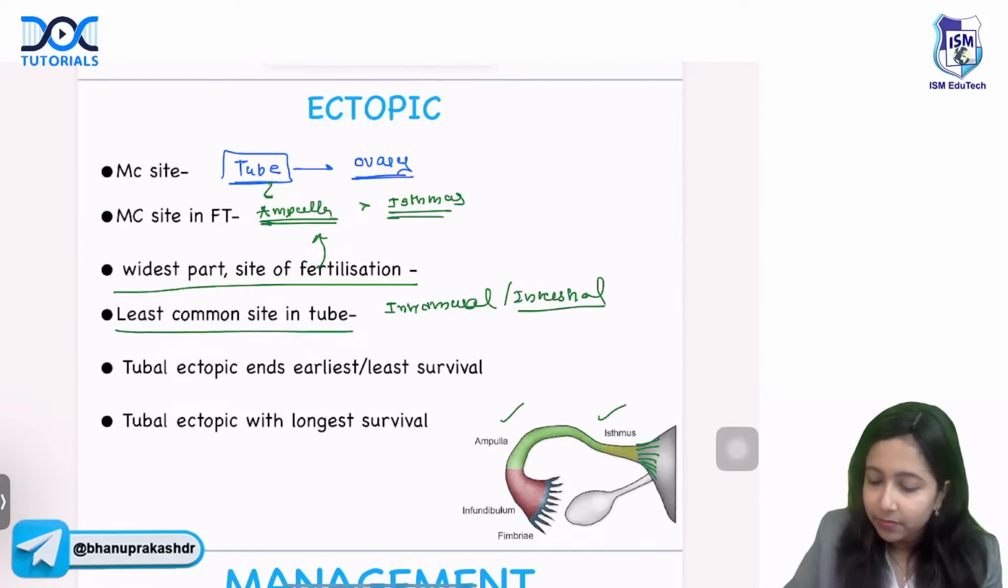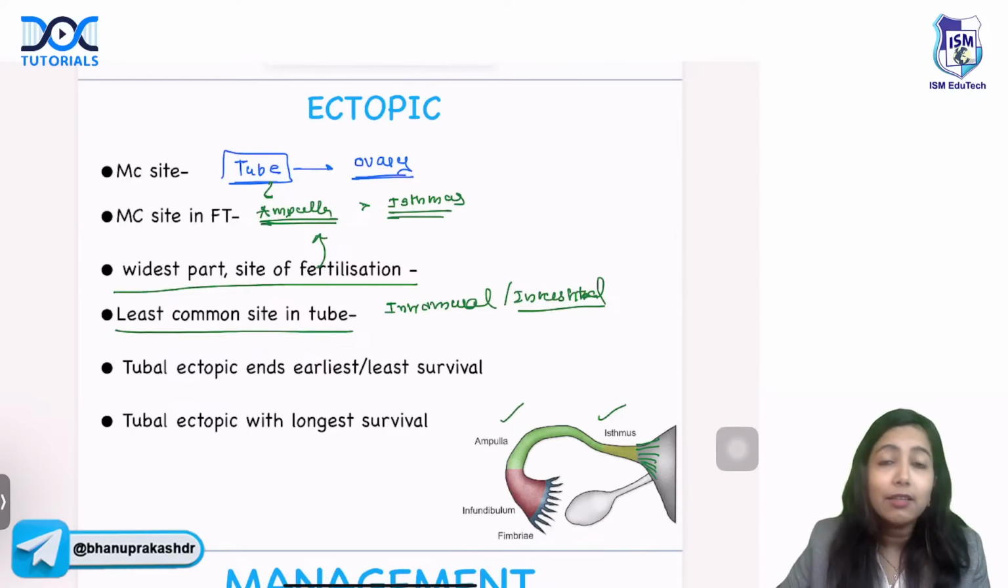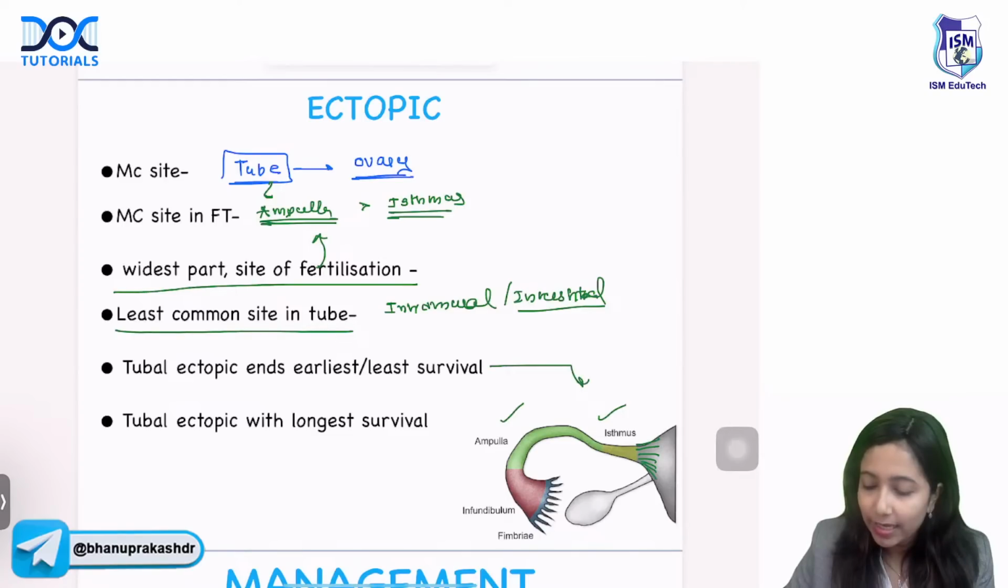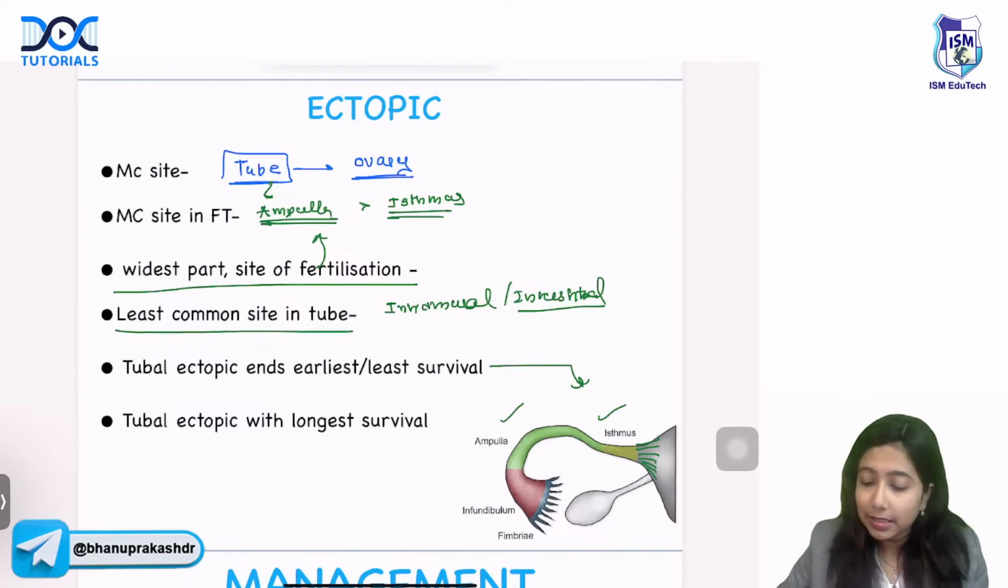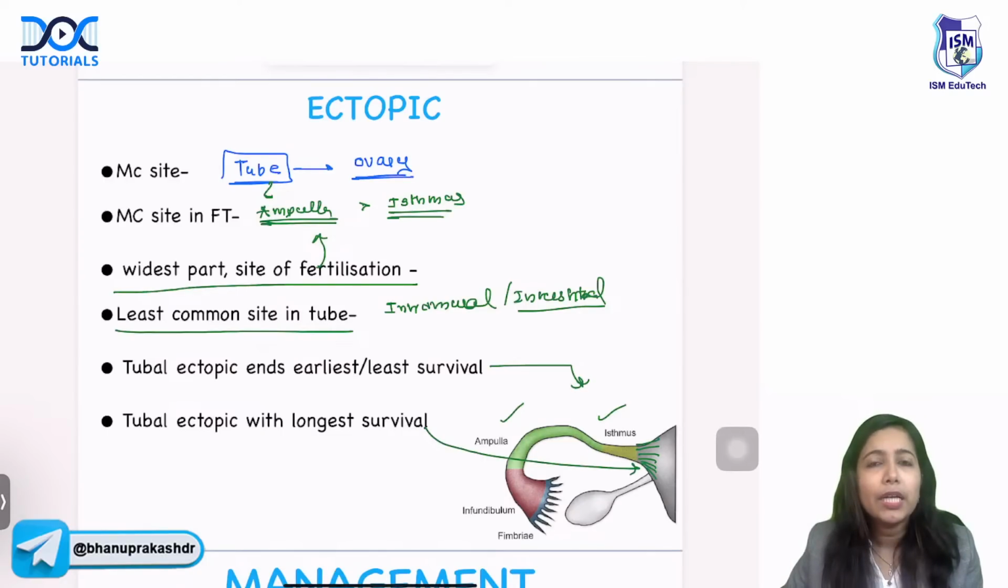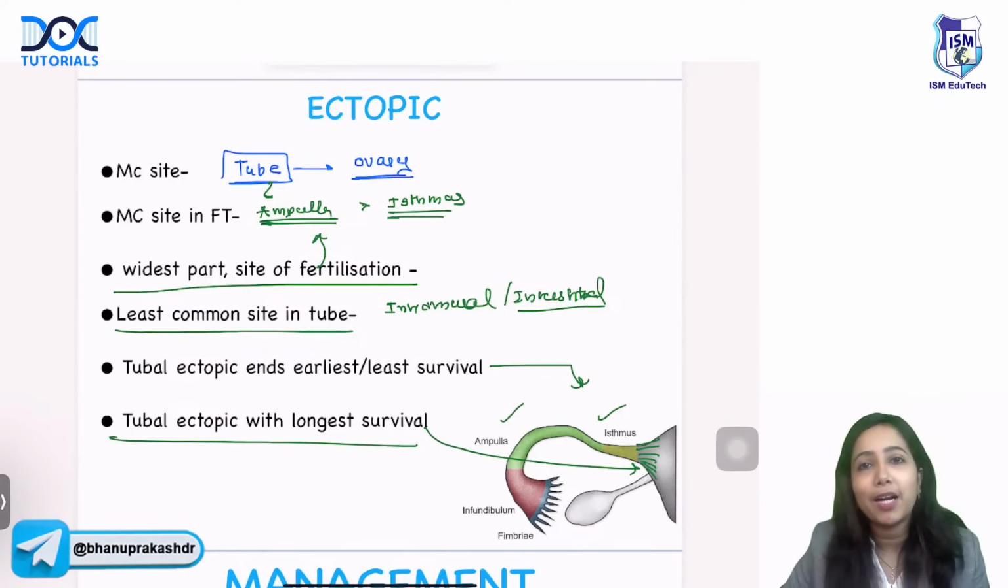The site of the tube that will rupture the earliest is the isthmus. And the site with the longest survival is the intramural part. Why is it so? It has some muscle support from the uterus as well, so it does not rupture very early. It is the one that can grow. There have even been reports where it has gone into the second trimester, up till 16 weeks. So the tubal site with the longest survival is the intramural part.